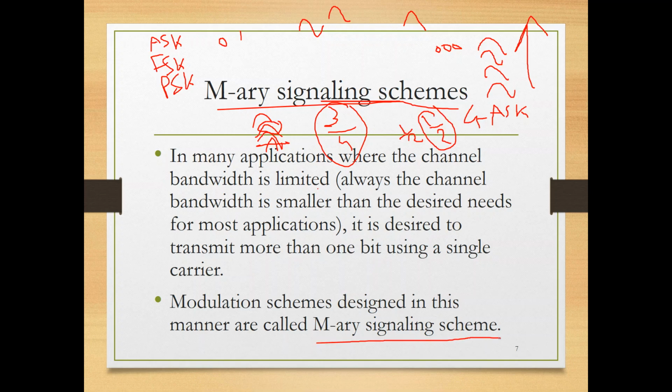So the modulation schemes that we design in this manner, we call them M-array. So in this case, what do we have? We have M-ASK, where M can be any integer power of 2, like 2, 4, 8, 16, 32, 64, 128, 256, 512, 1024, 2048, and so on and so forth. 2 to the power of an integer value. Good.